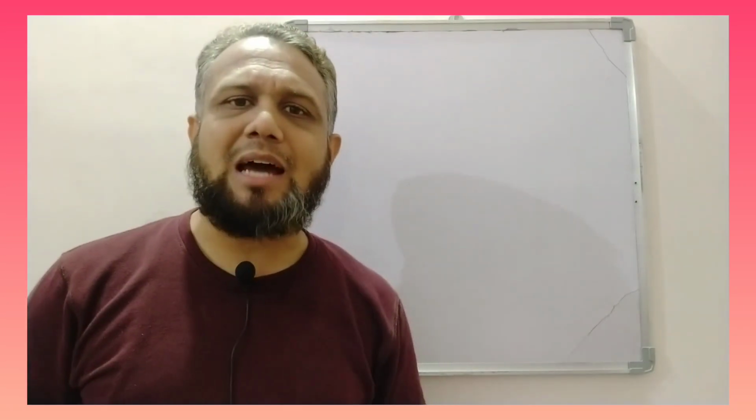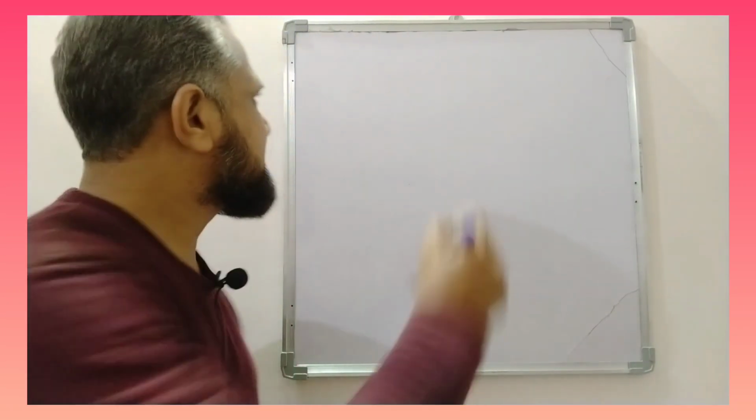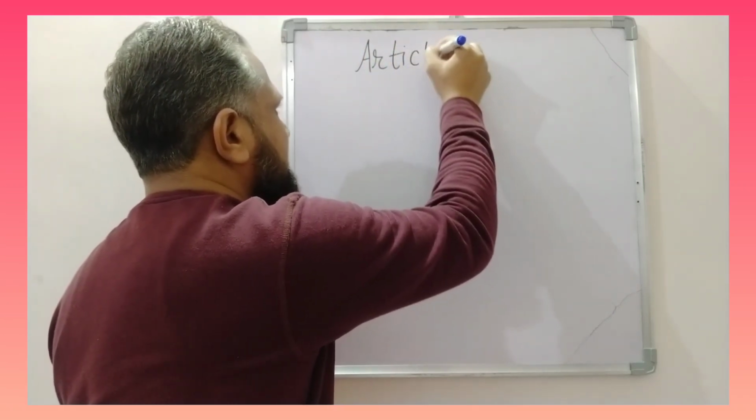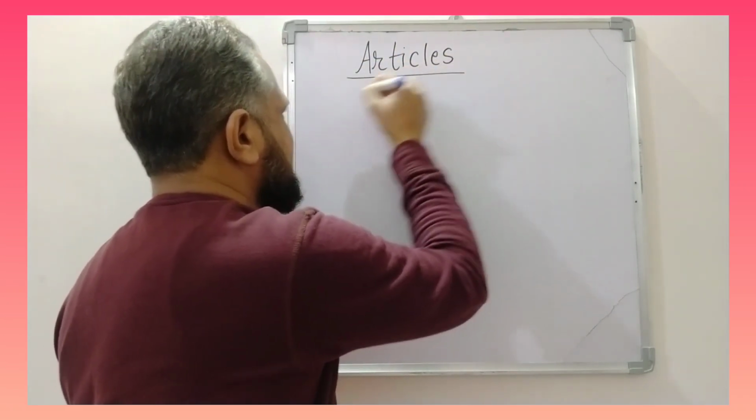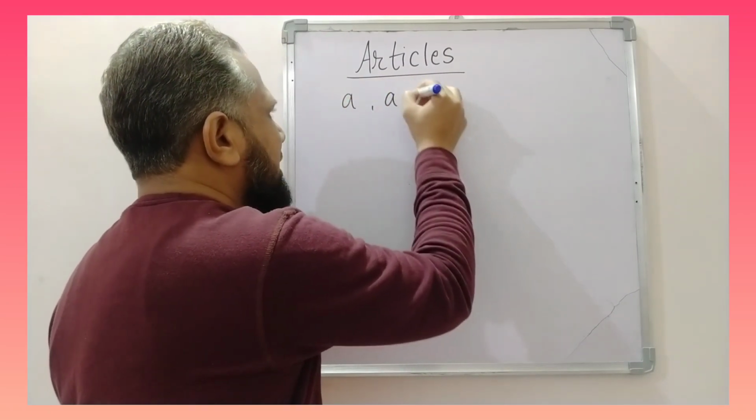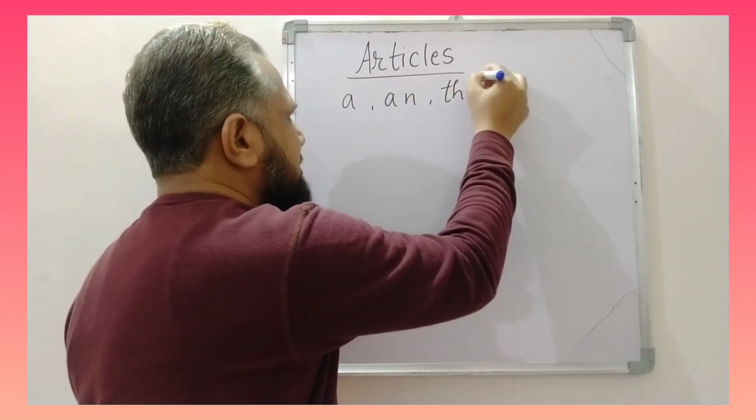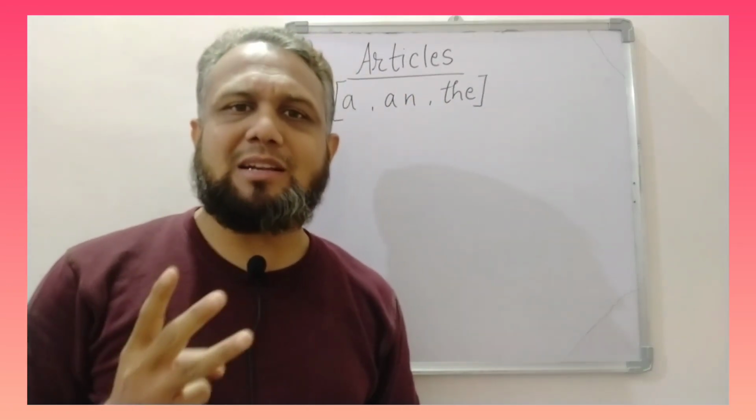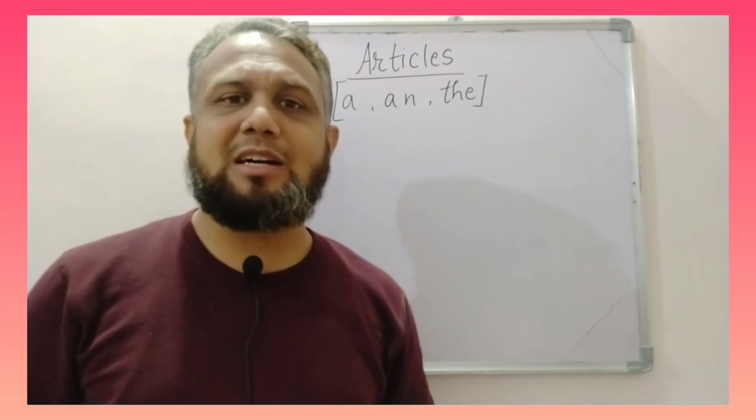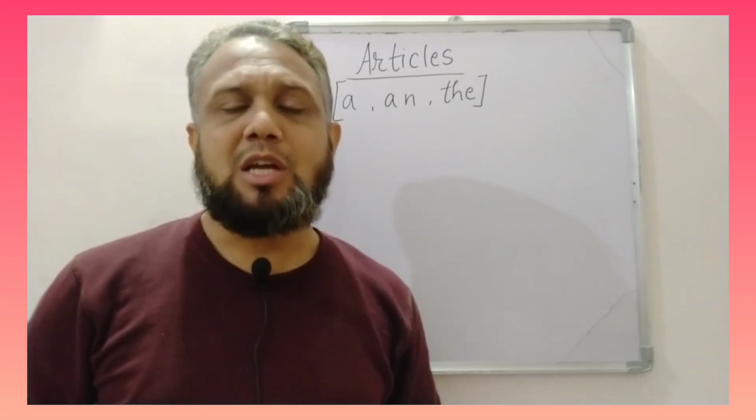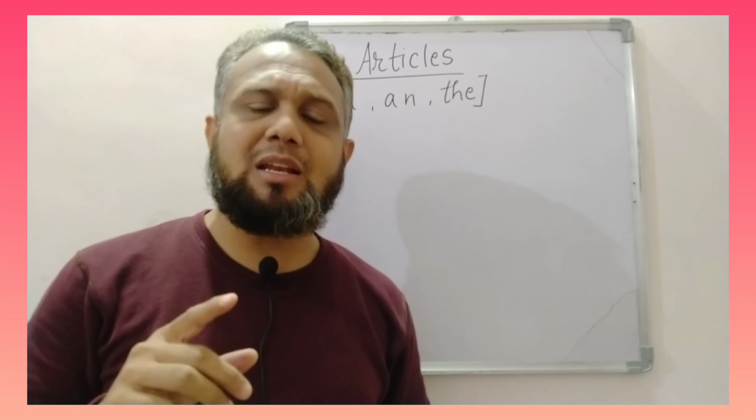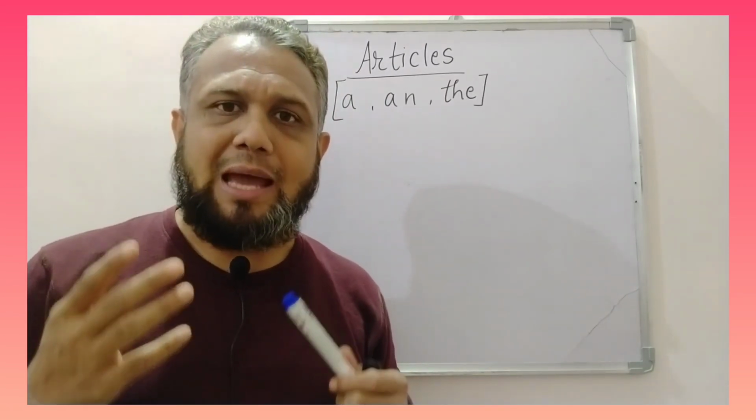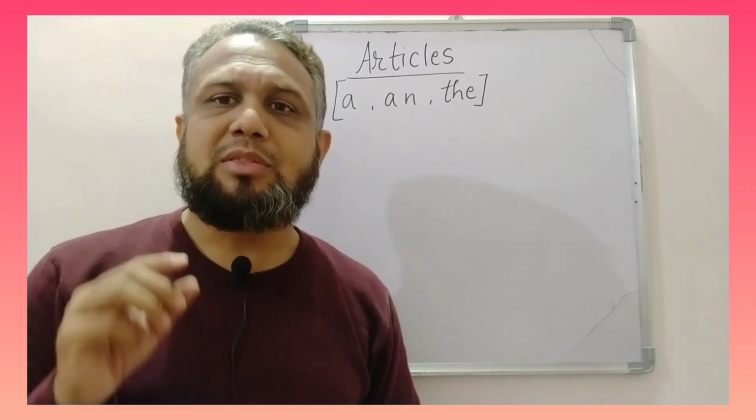So friends, there are total 3 articles. A, an and the. There are only 3 articles, but these 3 articles confuse us very much, and we are very confused when we should use a, where we should use an, and where we should use the.